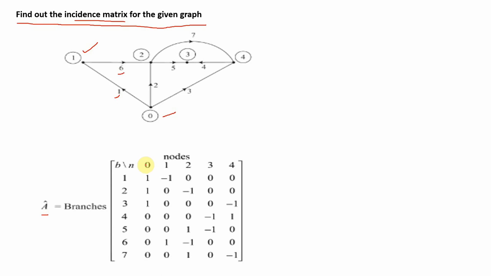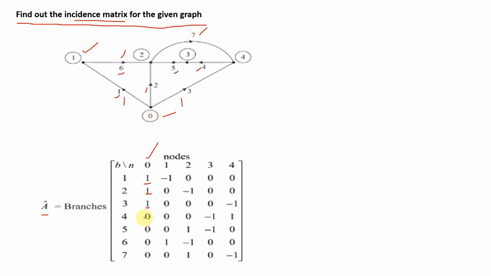Now for the first node, node number 0. For node number 0, you observe that branch number 1, branch number 2 and branch number 3 are associated with this node number 0. So 1, 2, 3 are outgoing. That's why I have written positive 1, positive 1, positive 1 here. And the remaining branches, branch number 4, 5, 6 and 7, are not connected to this node number 0. So there is no relation of these branches to this particular node.